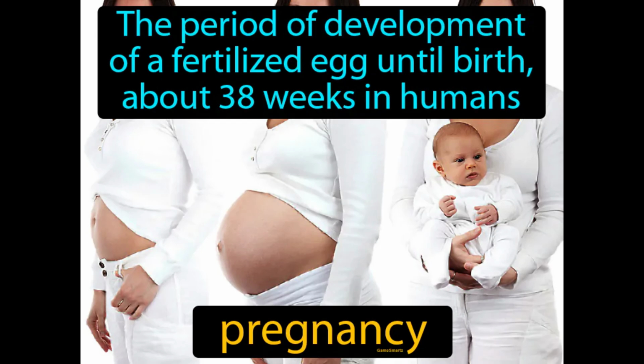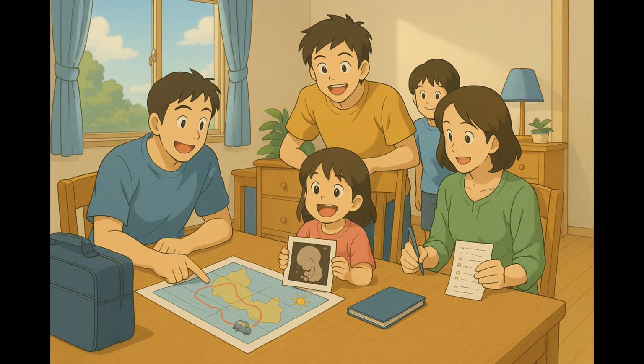The period of development of a fertilized egg until birth, about 38 weeks in humans. Pregnancy. Pregnancy is when a baby grows inside a mother's womb. Imagine planning a long road trip where every detail, from the route to the snacks, needs to be carefully prepared. Just like organizing this journey, pregnancy involves a meticulous process where a fertilized egg develops over approximately 38 weeks, akin to planning and executing each stage of your trip until you reach your destination.